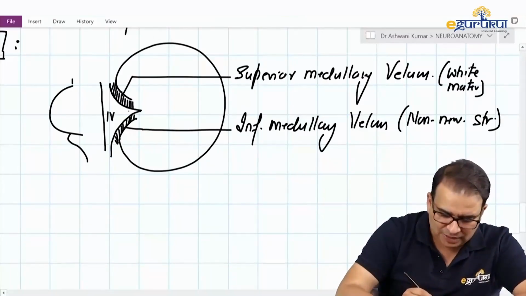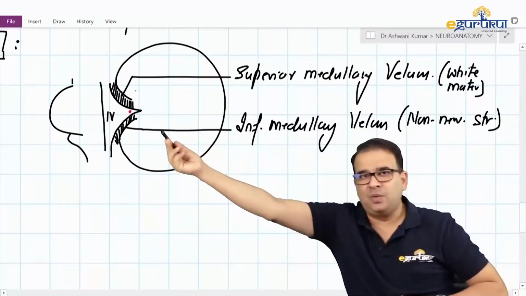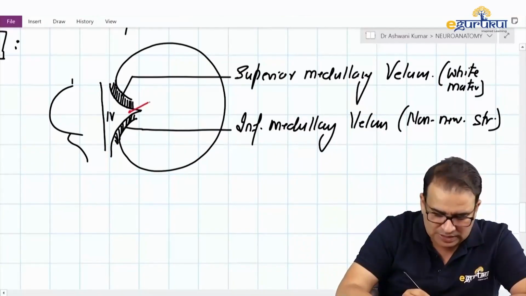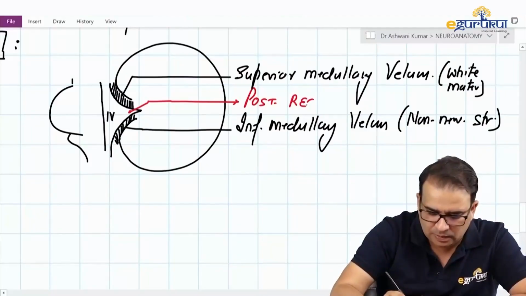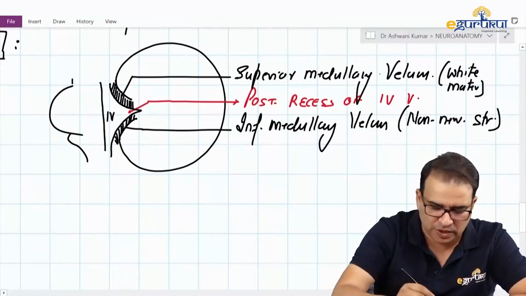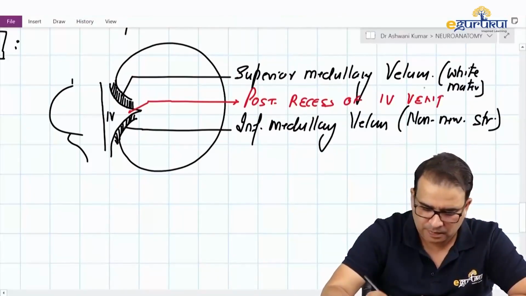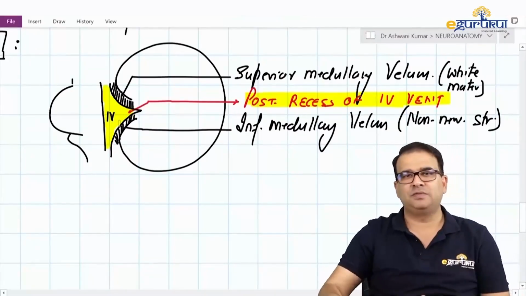And what else you can appreciate is that between the superior and the inferior medullary velum, you can see the fourth ventricle is extending backward toward the core of the cerebellum, and that is called the posterior recess of the fourth ventricle. This is the fourth ventricle here. So when you see the roof, there is an extension of the fourth ventricle backward, and that you call the posterior recess of the fourth ventricle.